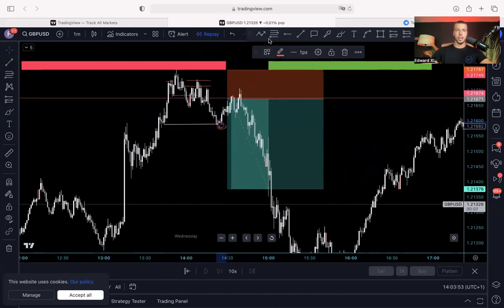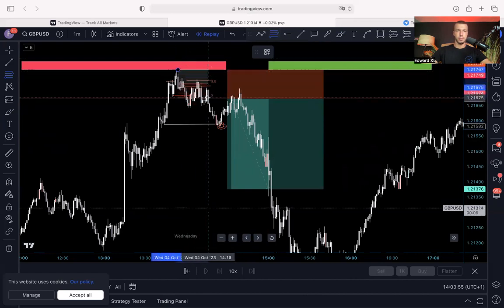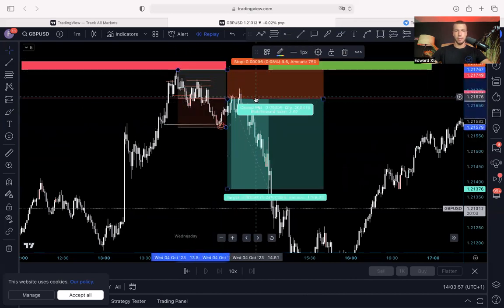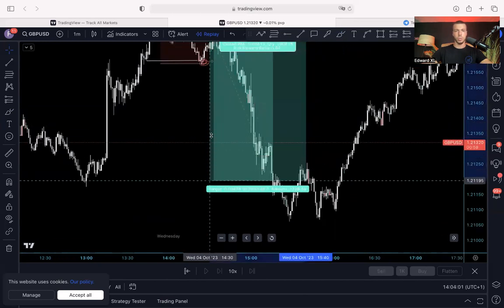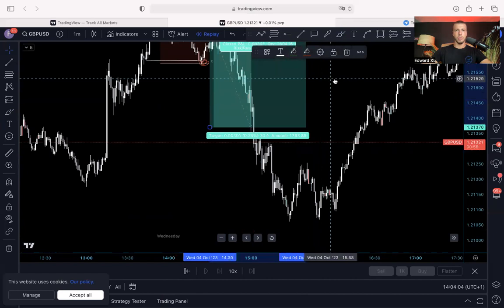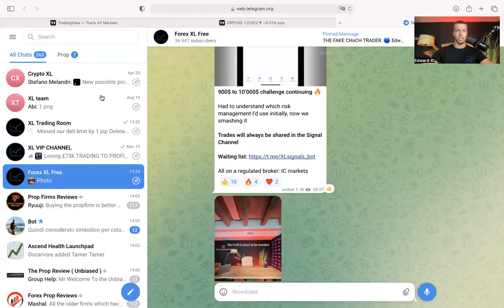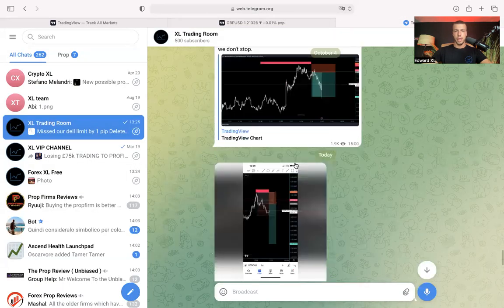It comes back, we had the 0.5 entry, and it smashes take profit. It could have actually gone lower, but we targeted a 1 to 3. Of course, all of these trades were shared in the signal channel, and that's it.